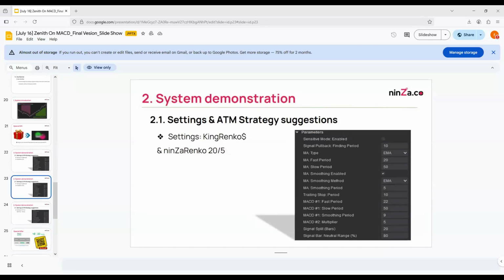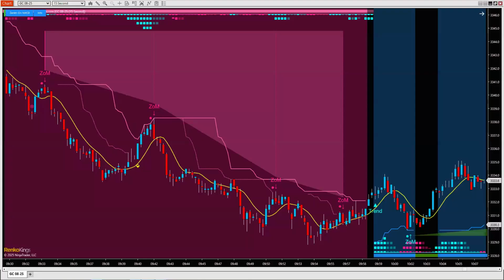So let me find maybe gold first. Let's take a look at gold. Let me find it on Zoom. One minute. Where am I? This should be it. Yeah. Okay. All right. So the different parts of this indicator.